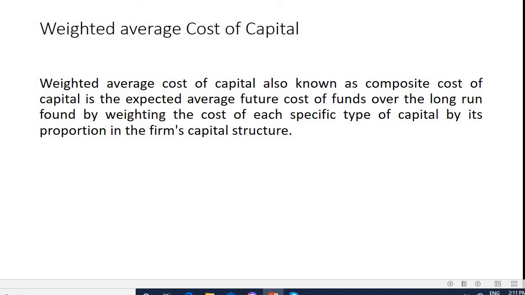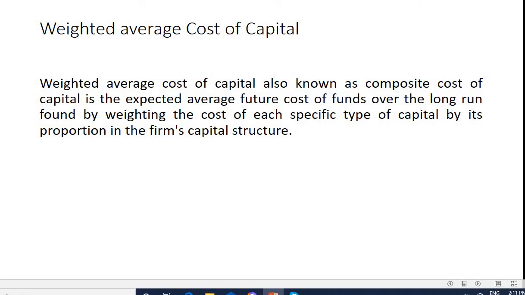Weighted average cost of capital is also known as composite cost. Why do we call it composite cost? Because we consider the costs of all the sources to calculate the weighted average cost of capital. It is the expected average future cost. It is the expected cost of funds over the long run. It is found by weighting the cost of each specific type. We take the proportion of each specific type.